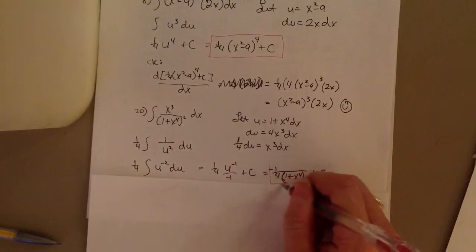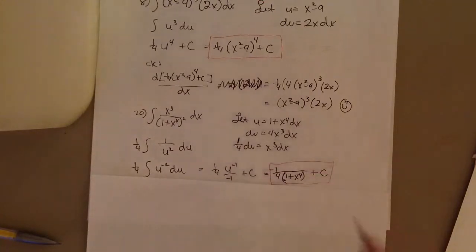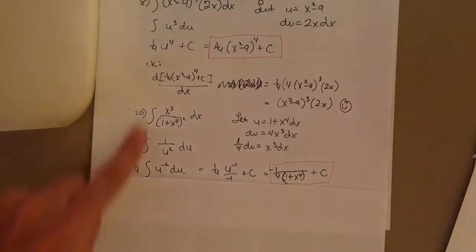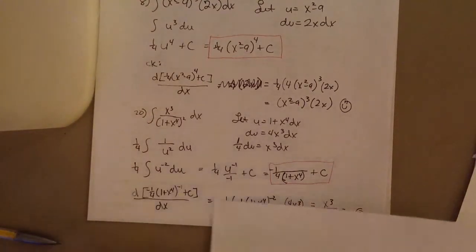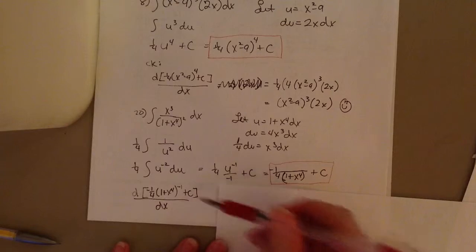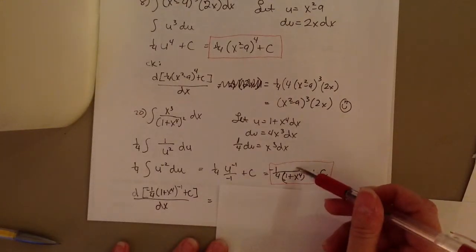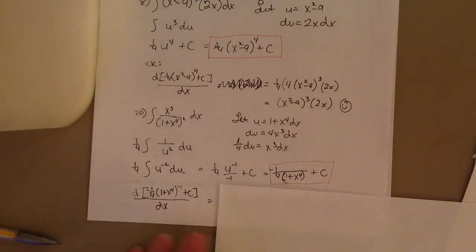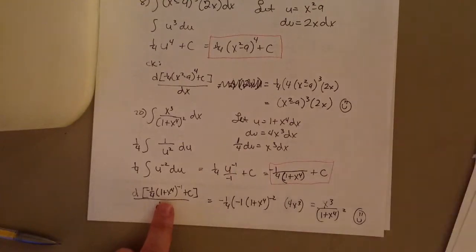So I think this is right. How am I going to check? By taking its derivative to see if I get the original function. So I'm going to take the derivative of all of this. I went ahead and put that back up on top with the negative 1. It's going to be easier for me. I'm going to use the chain rule.